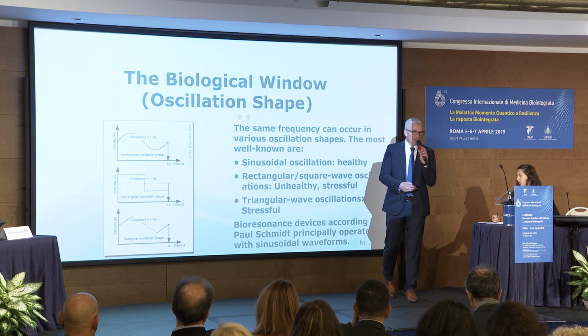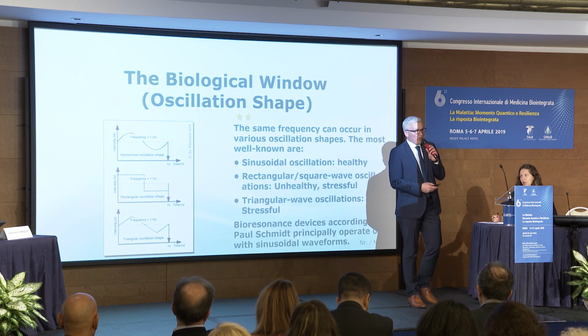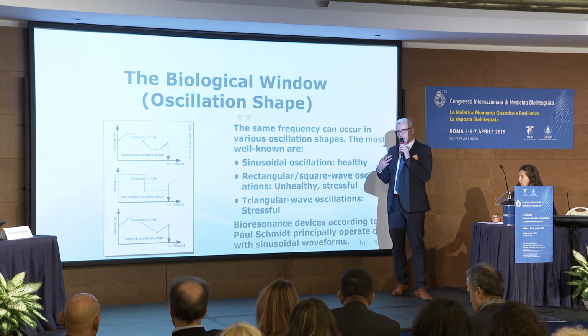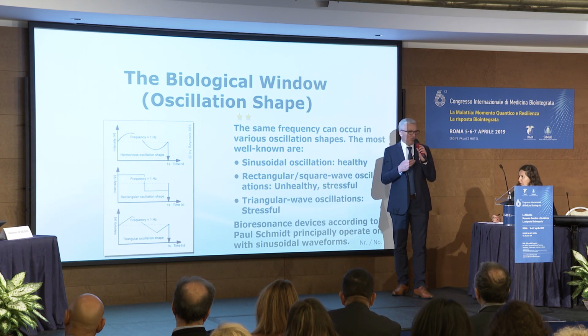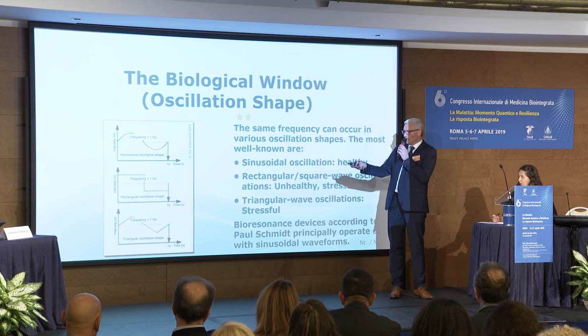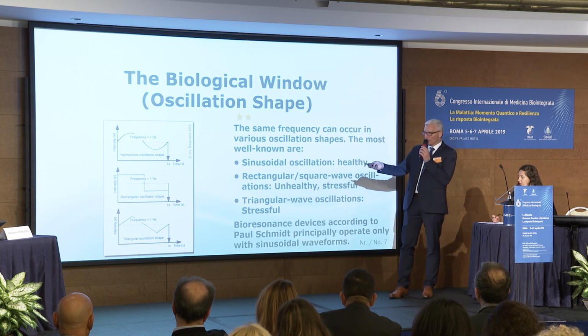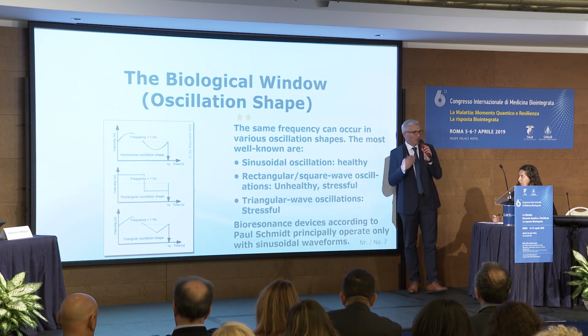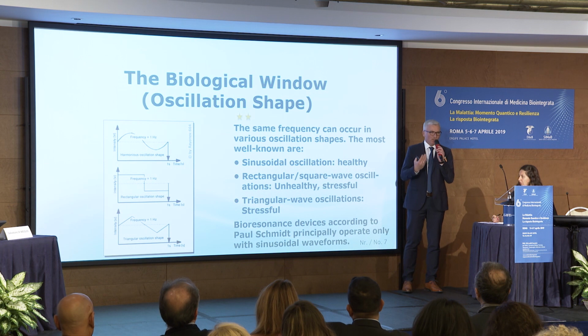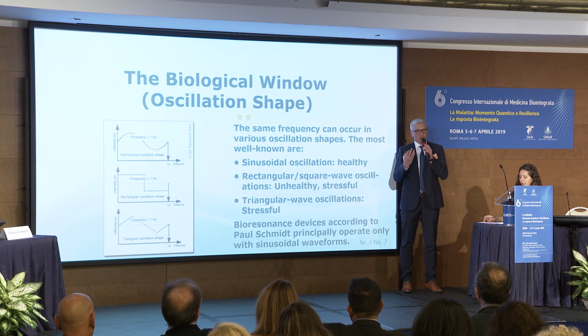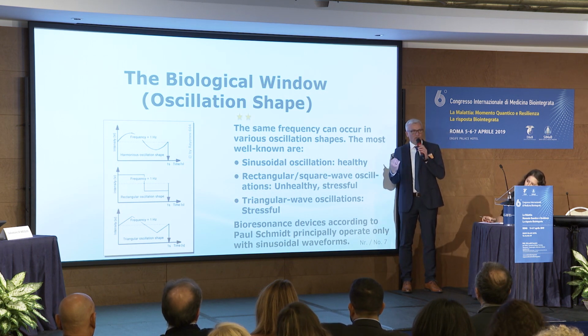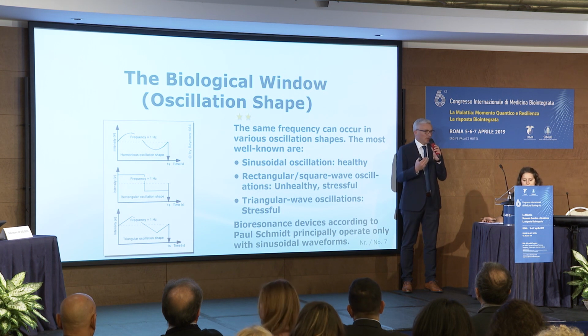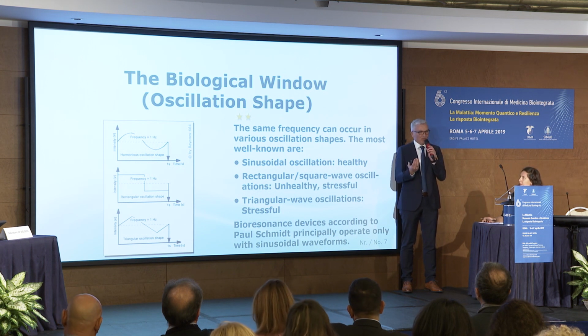And inside bioresonance, according to Paul Schmidt, we developed a system, a technique, to generate natural frequencies in this sinus waveform, to apply to the patient. That means in bioresonance, according to Paul Schmidt, we don't use artificial frequencies coming from a frequency generator, which is some kind of electricity.